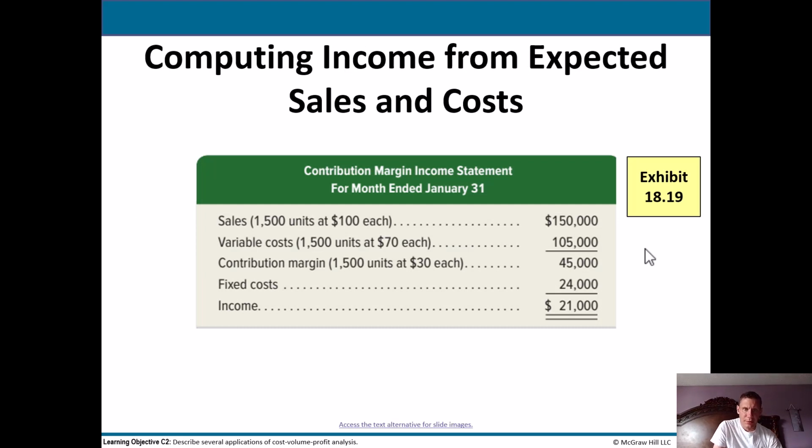All right, computing income from expected sales and costs. This is just a little demonstration of using the contribution margin income statement to determine income. Sales: 1,500 units at $100 each, 150,000. Your variable cost is again for 1,500 units. Your sales units and your variable cost units should always be the same. In this case, the variable cost was 70 each, for 105,000. Your contribution margin is 150 minus the 105 to give us the 45. Take out the fixed costs of 24, and we would have operating income of 21,000.